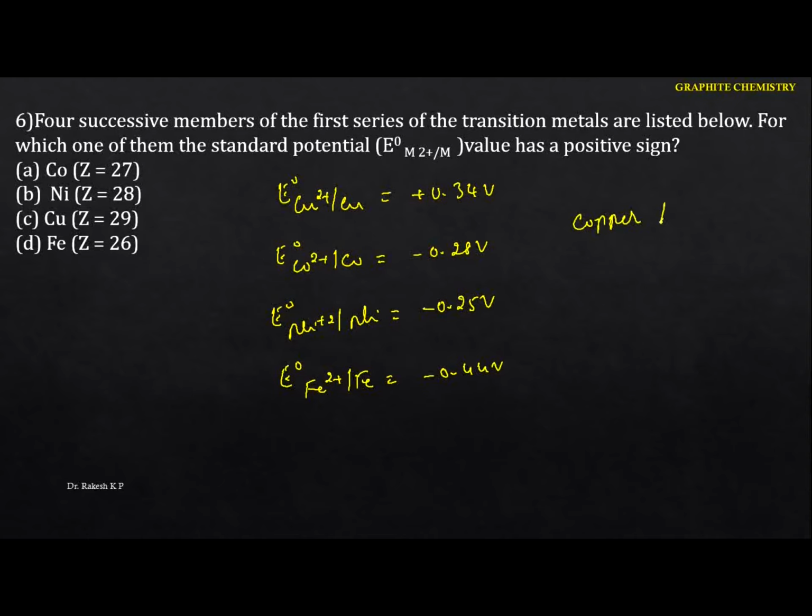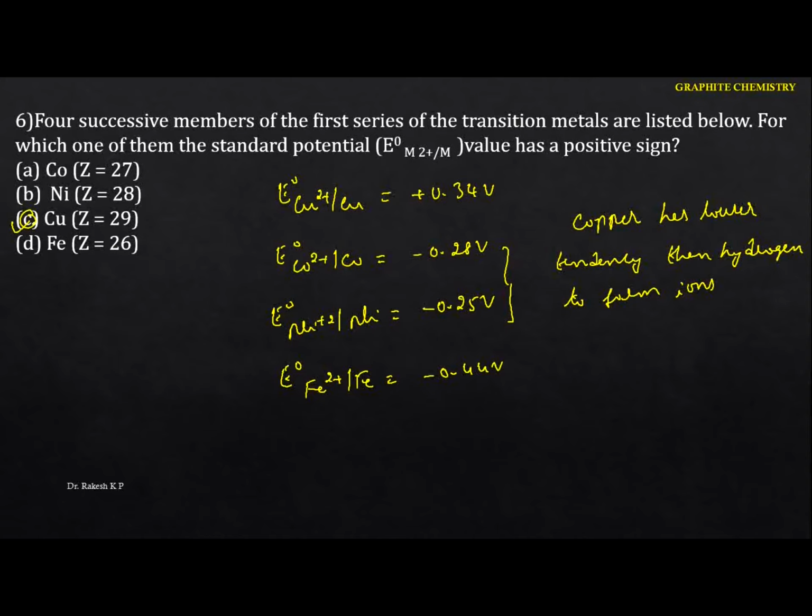Copper has a lower tendency to lose electrons as compared to hydrogen to form ions. That means copper has a lesser tendency to lose its electrons than hydrogen. But the rest of the metals readily lose their electrons as compared to hydrogen, hence copper gets the positive value and the rest get the negative value. So in this case the option is C.